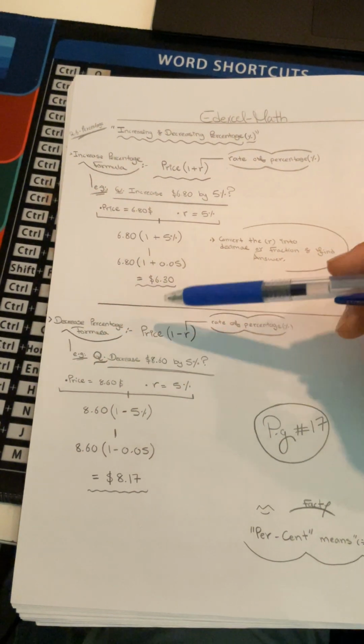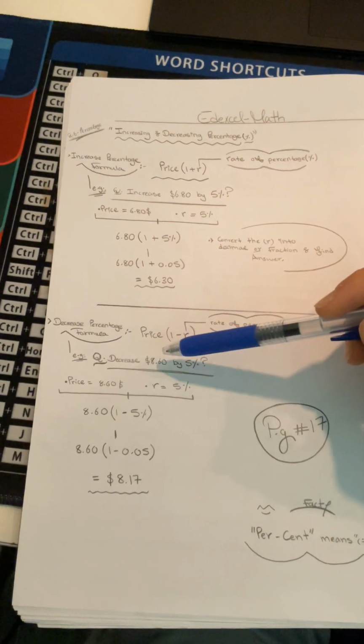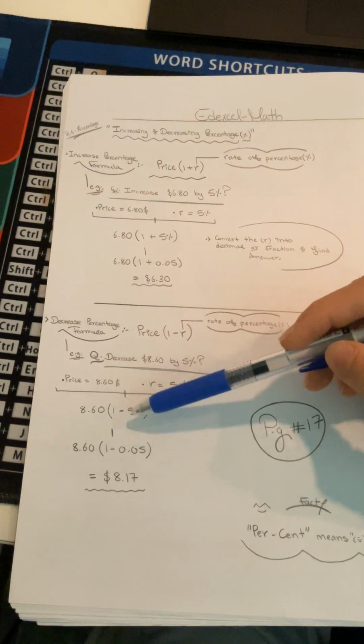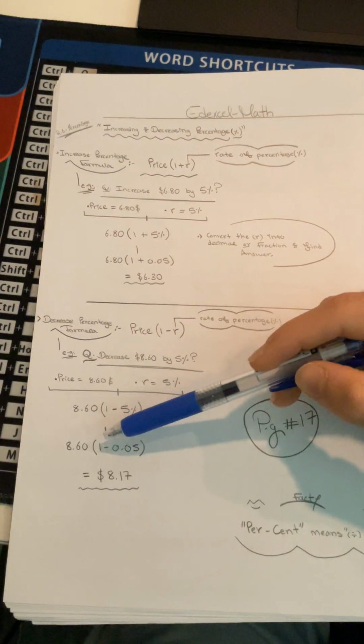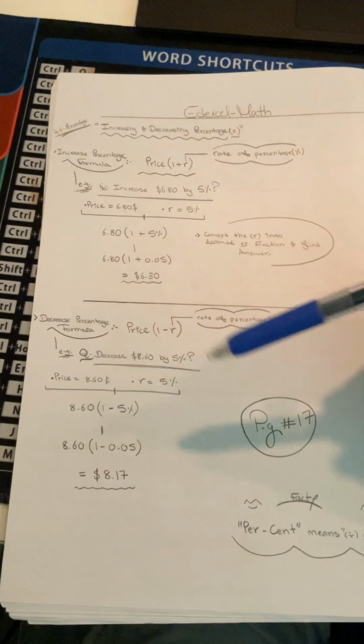Decreasing percentage formula: price times 1 minus r, the percentage rate. So decrease this by 5%: price times 1 minus 5%. Convert this to a decimal, subtract it from 1, multiply it by 8.60, and the answer is $8.17.